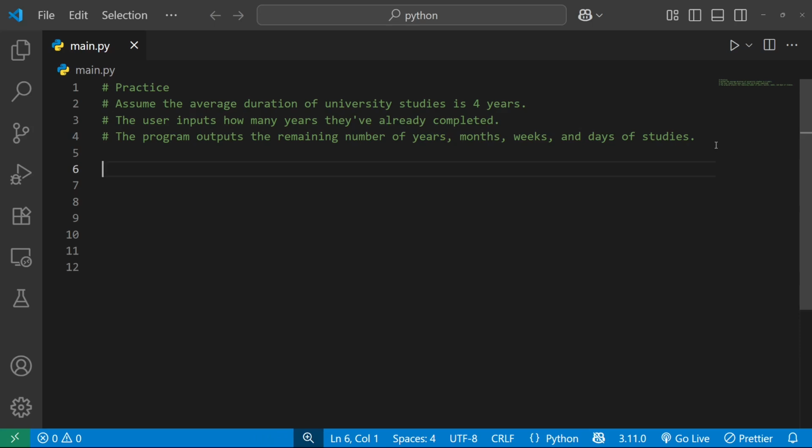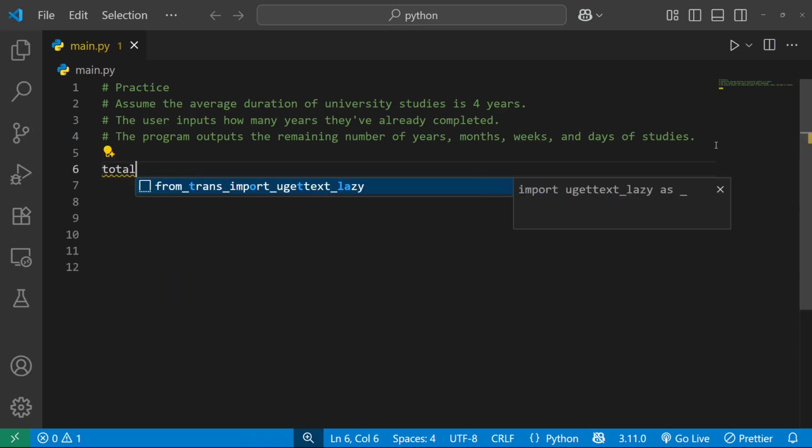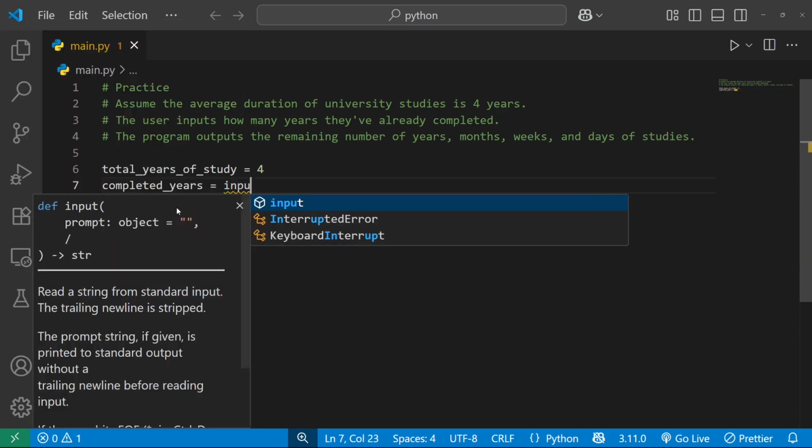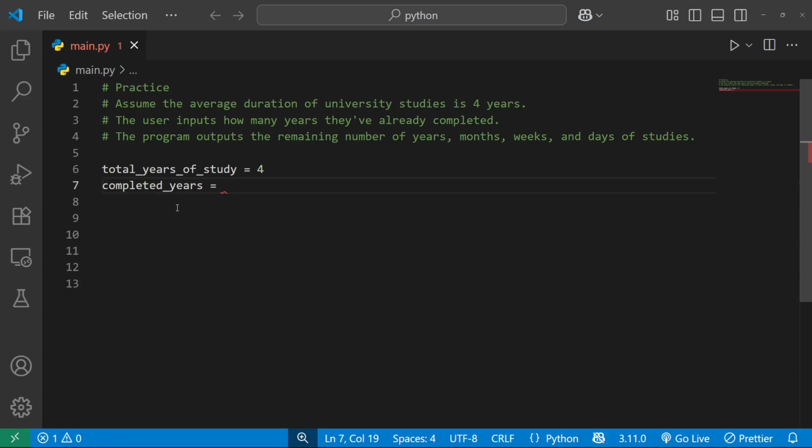So you can do it by yourself, or you can code with me. I will put there total years of study, and it will be 4, because it will be 4 all the time. After that, completed years. I will ask by input, but I know that input gives us back a string all the time, right? So I will use integer. You can use float if it makes sense for you, but I will use integer, and I will write here input and ask how many years of university have you completed already.